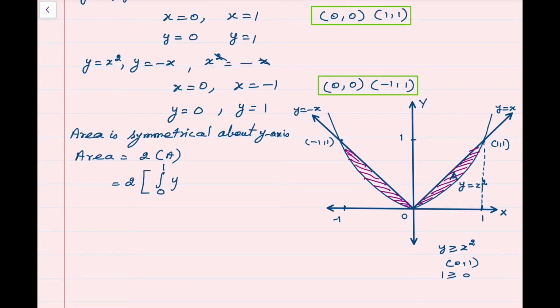Upper curve is a line, so y of line dx minus the same limits 0 to 1 and y of parabola dx. 2 times integral 0 to 1 of, from the line equation we are using y equal to x line, therefore x dx minus integral 0 to 1 of, from the parabola equation y is x square dx.